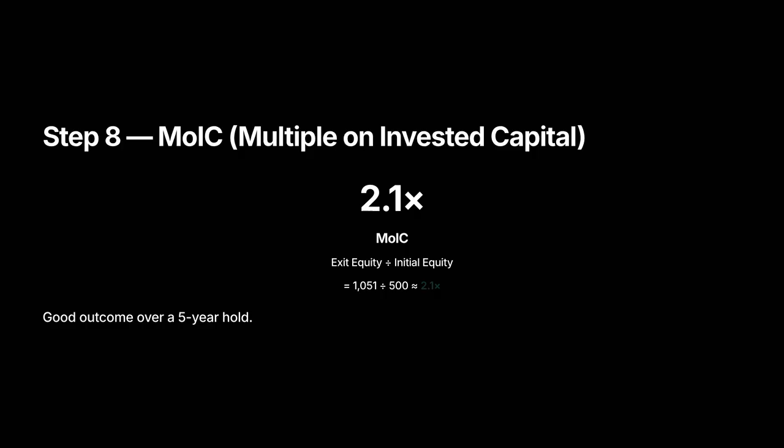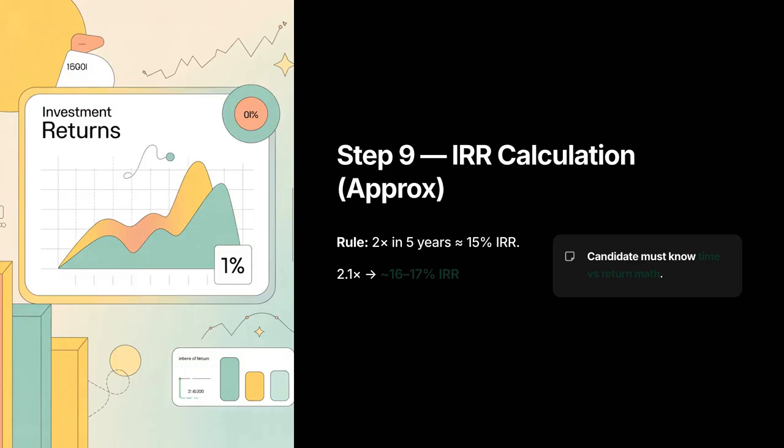1,051 divided by 500 gives roughly 2.1 times. This is a solid outcome over 5 years. Step 9. IRR calculation, approx.